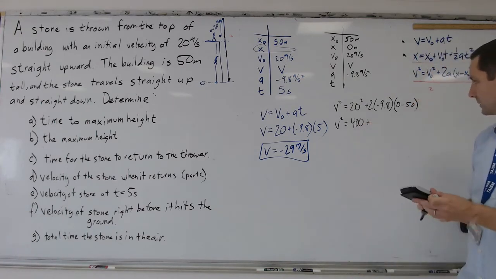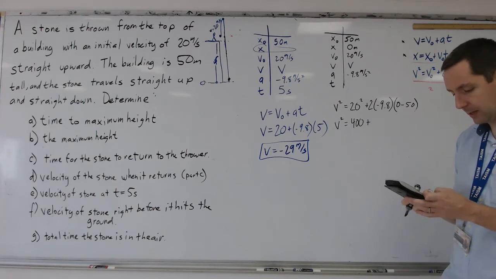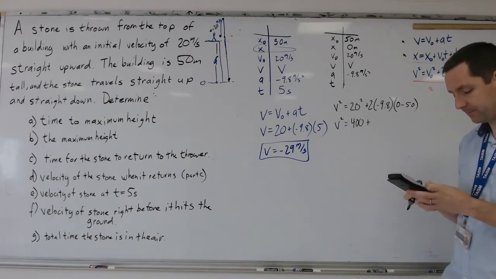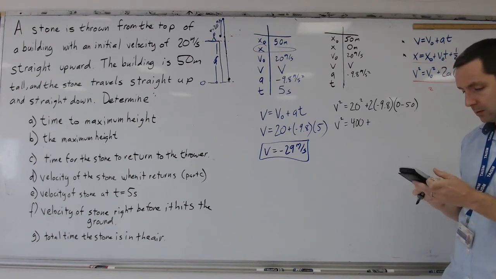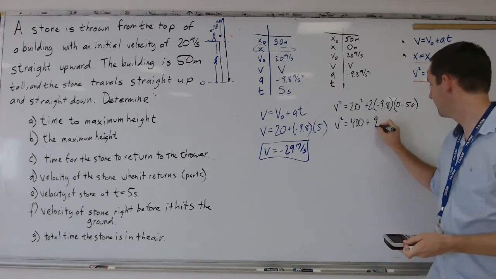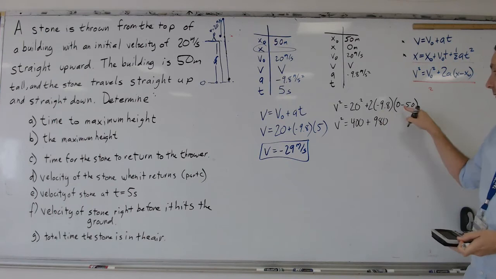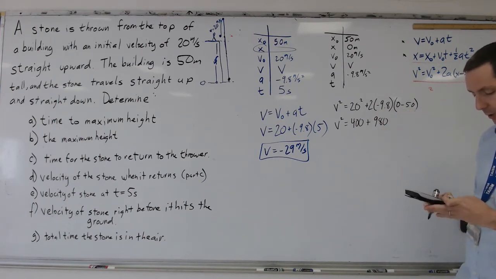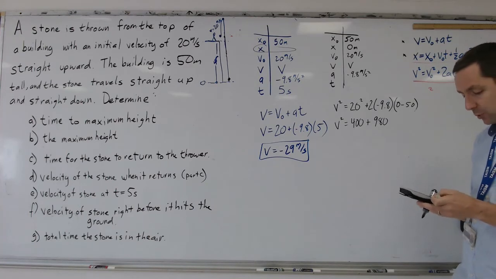What you'll notice then is I'm going to end up with v squared equals 400 plus, can't do that one in my head, sorry. So 2 times negative 9.8 times 50, and I get 980. This is negative, that's negative, going to end up giving me a positive. I add it to the 400, and then I should be able to square root it.